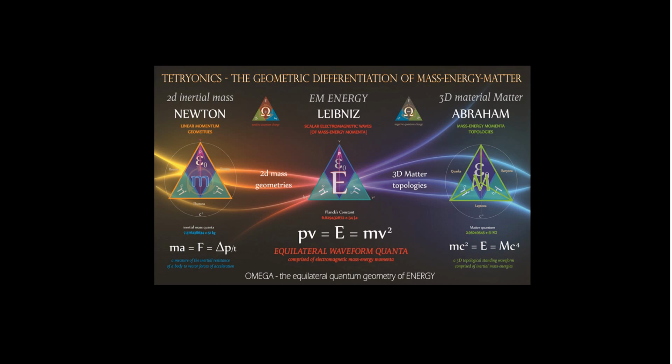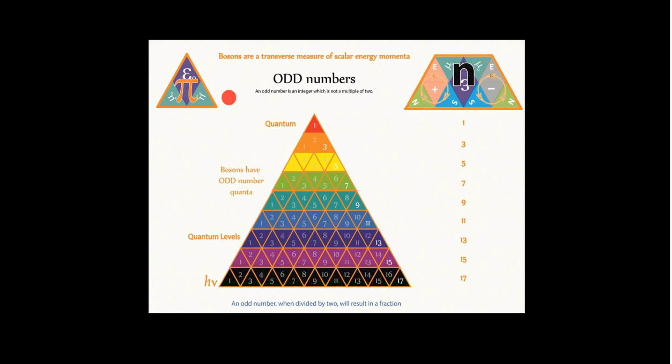The geometry, the topology of a piece of matter, of a tetryon upwards, is crucial to understanding gravity. If you don't make the models, don't be surprised if you have trouble differentiating gravity from gravitation. It will happen. You need to make the models. Odd numbers, or trapezoidal shapes, quantum levels, are W bosons. They're a transverse measure of mass energy momenta. They're charges.